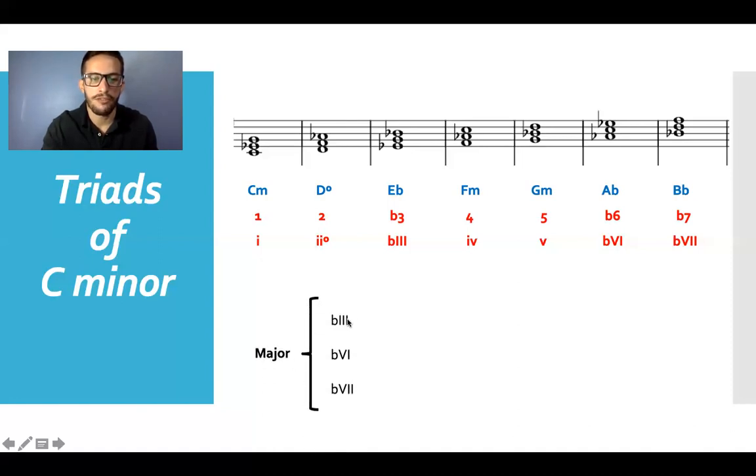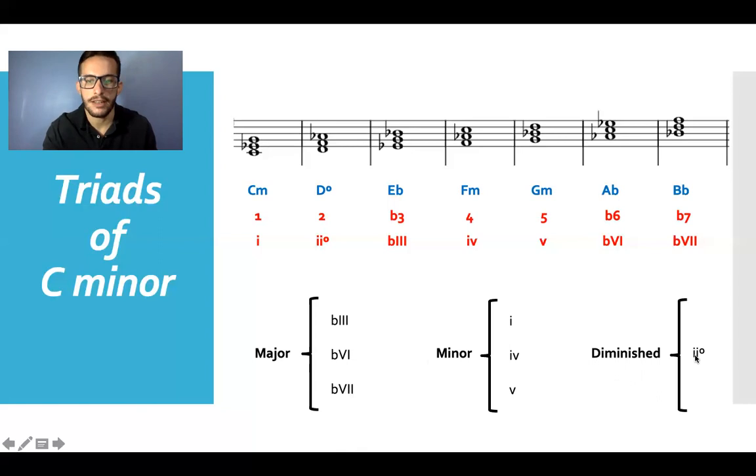Major is going to be flat 3, flat 6, and flat 7. Minor is going to be 1, 4, and 5. And diminished is going to be second. In every minor key, there is no exception. There was no exception with major triads, and there is no exception now with minor triads, okay?